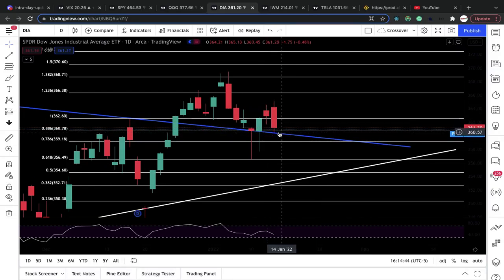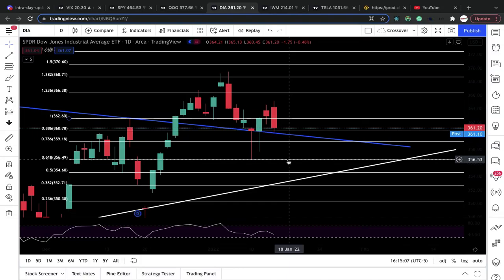If we lose this blue fallen trend line, which right now by tomorrow will be 360.4, so Dow Jones below 360.4, bearish. Bearish until the next support level. Okay, you can play level to level. I don't think 359 will hold. That's the next support level.